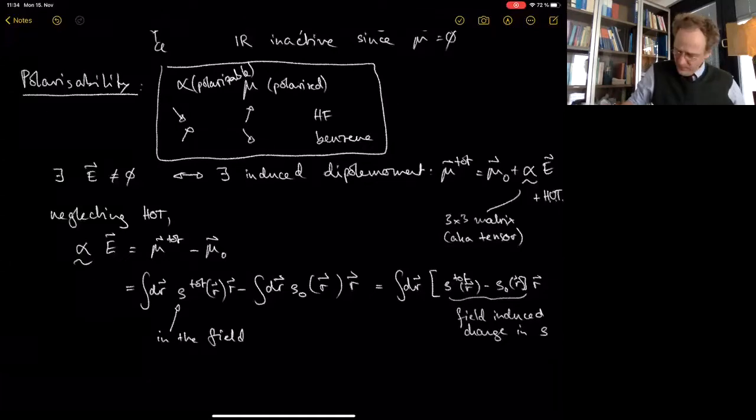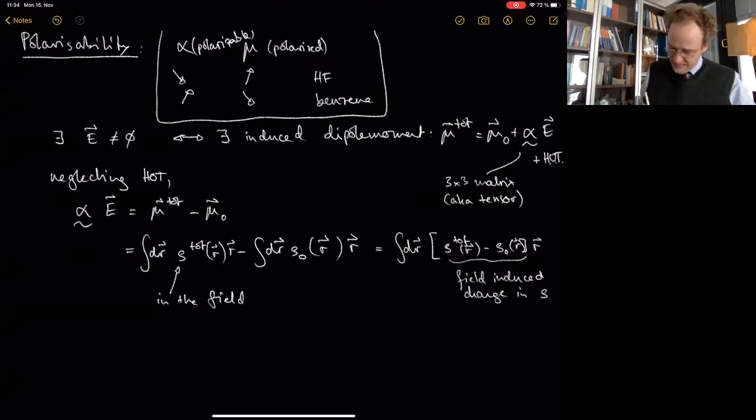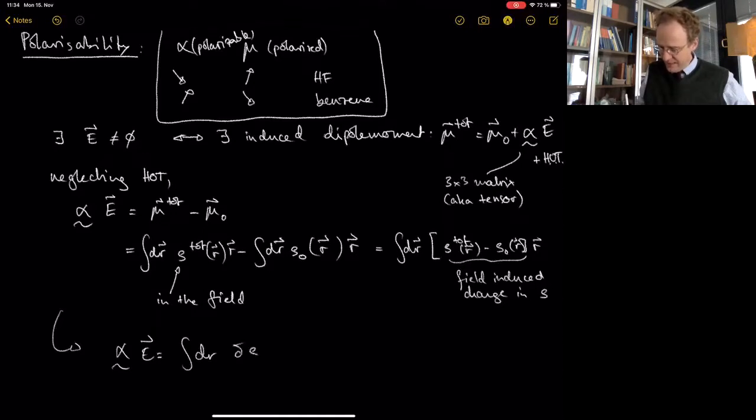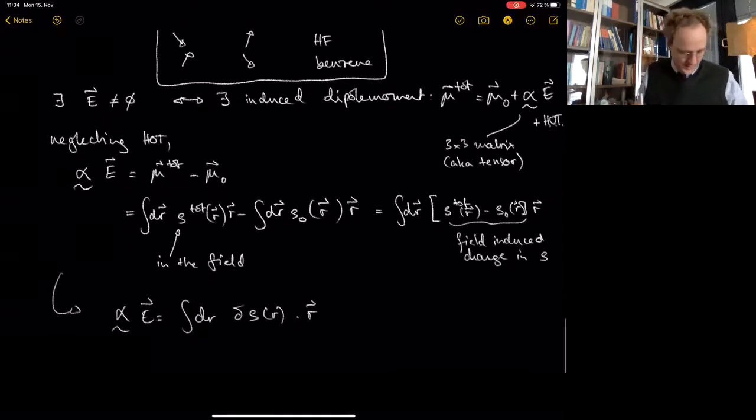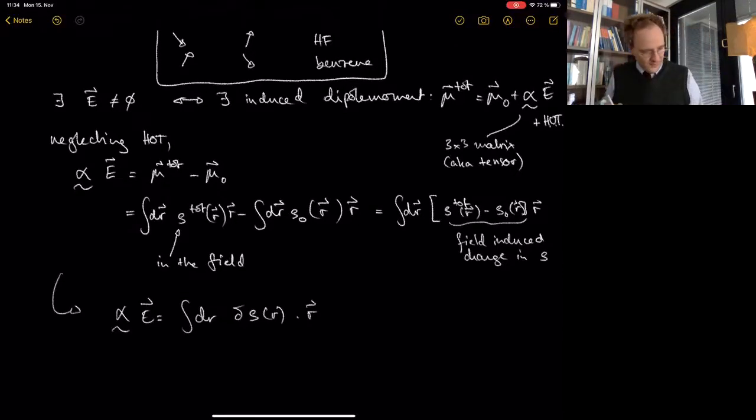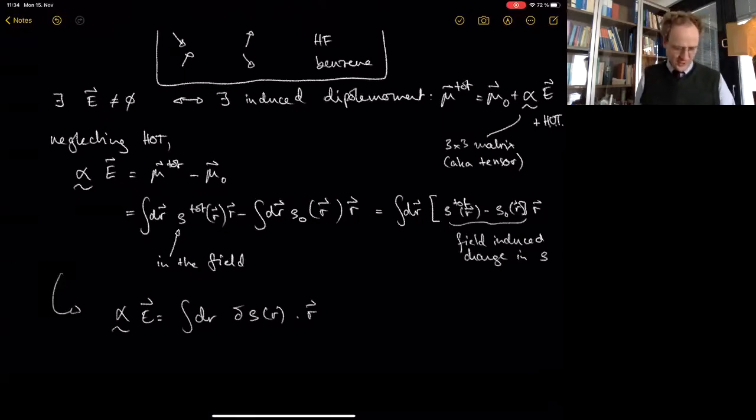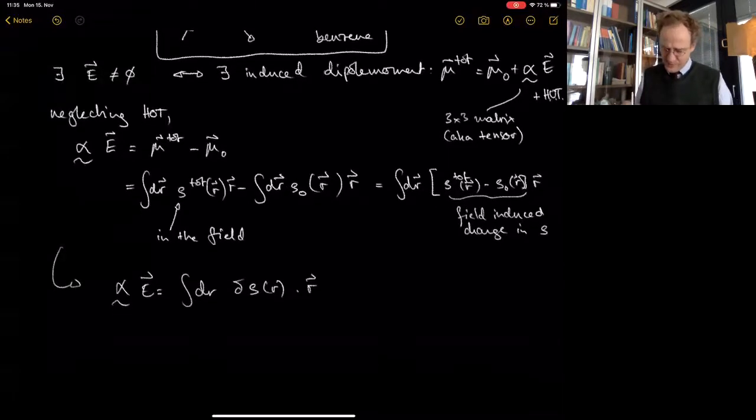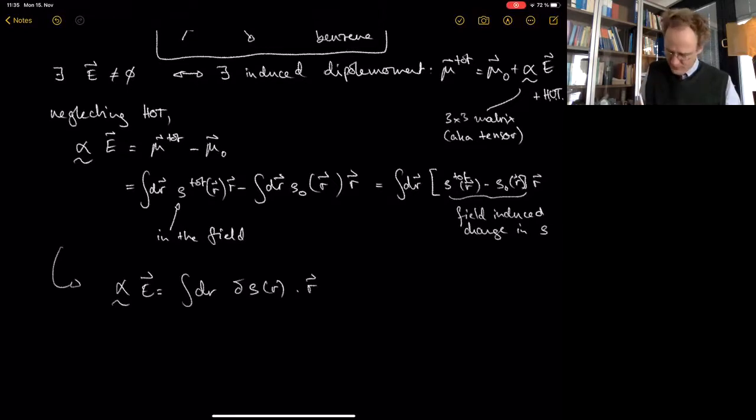All right, so we have this expression here, right? So basically, you have something like alpha E is an integral of some change in electron density at R times R. Now, if we can pull the external field on the other side, we can better understand what alpha is, right? And we can do this by writing out one component here. So this is still a vector, right? This is your delta mu, right?